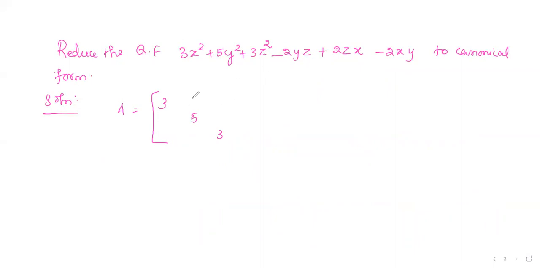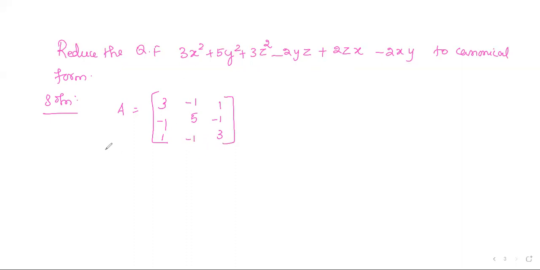And then 1 by 2 of yz. So 1 by 2 of yz is what? Minus 1. So this is the same as A21. Then 1 by 2 of zx, the coefficient of zx is 2. Therefore you will be getting A13 is 1 and A31 is 1. And then the coefficient of xy is minus 2. So A23 is minus 1, A32 is also equal to minus 1. So this is the matrix A for the given quadratic form.